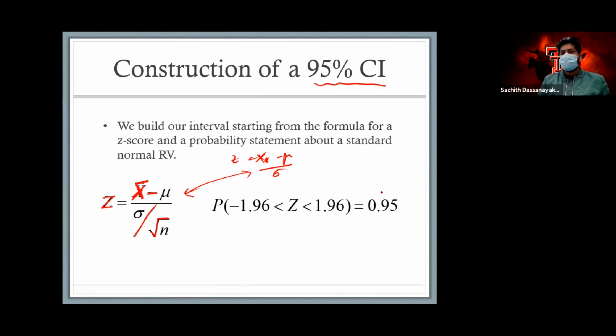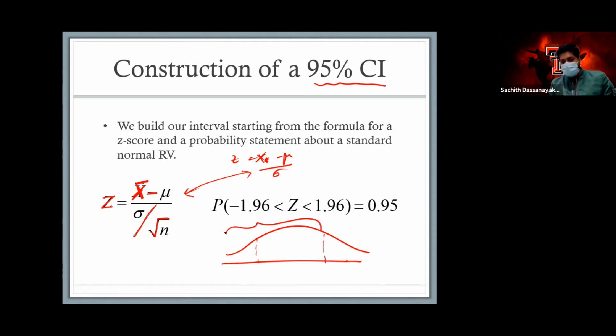For the 95% confidence interval, I have to go to the normal table. If you check the 0.95 probability value and get the Z-score value from the table, you will get negative 1.96 and 1.96. From here to here, it is 0.95.